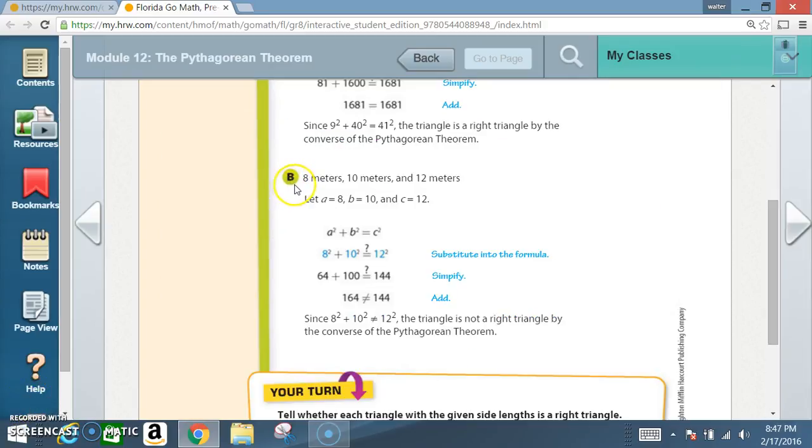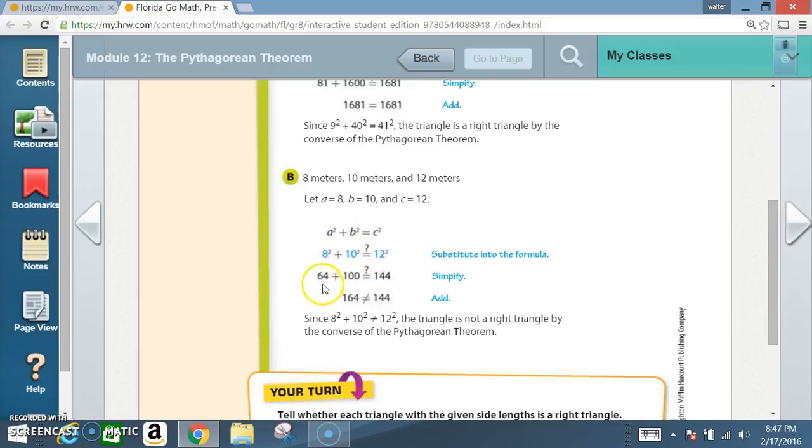Okay, now let's complete example B. 8 meters, 10 meters, 12 meters. Let A equal 8, let B equal 10, and let C equal 12. We write our formula down. A squared plus B squared equals C squared. The A value was 8, the B value was 10, the C value was 12. Don't forget, 12 has to be in the right position. That's the biggest number. That's your hypotenuse.